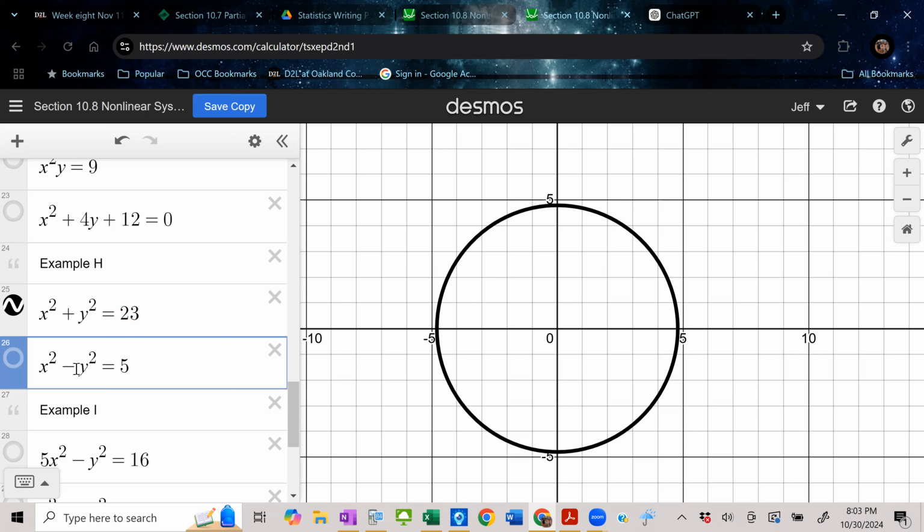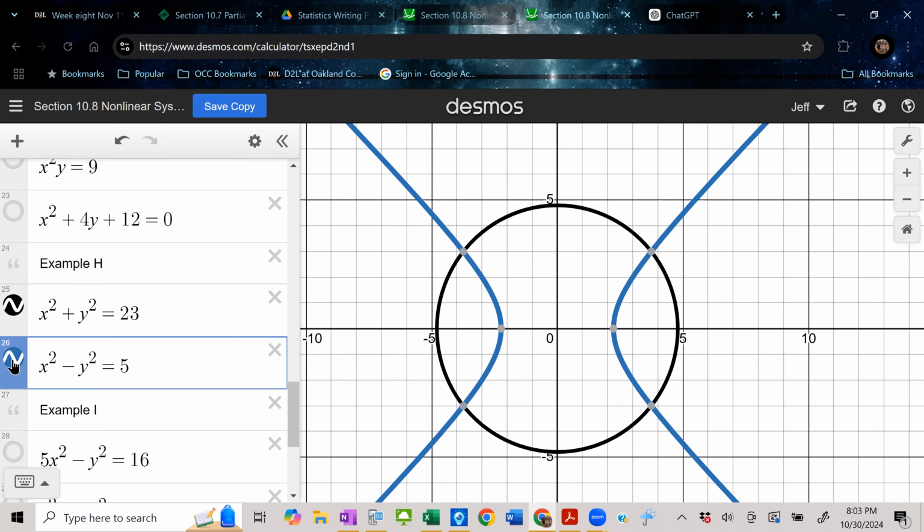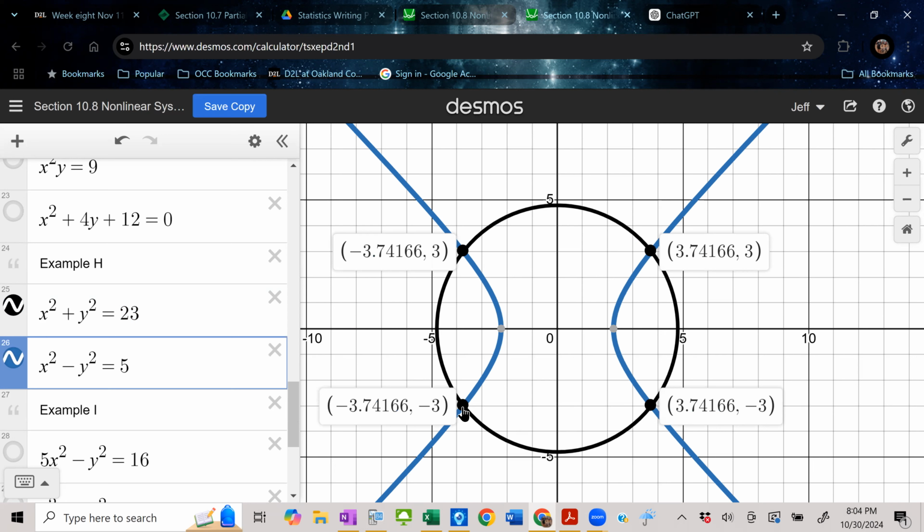Now, here, well, things are pretty close, but because I've got one of these square terms positive and one of them negative, this is going to be a hyperbola. So there's going to be two branches of a parabola that face away from each other. How many solutions are we looking at here? Yeah, you got it. 1, 2, 3, 4 solutions.